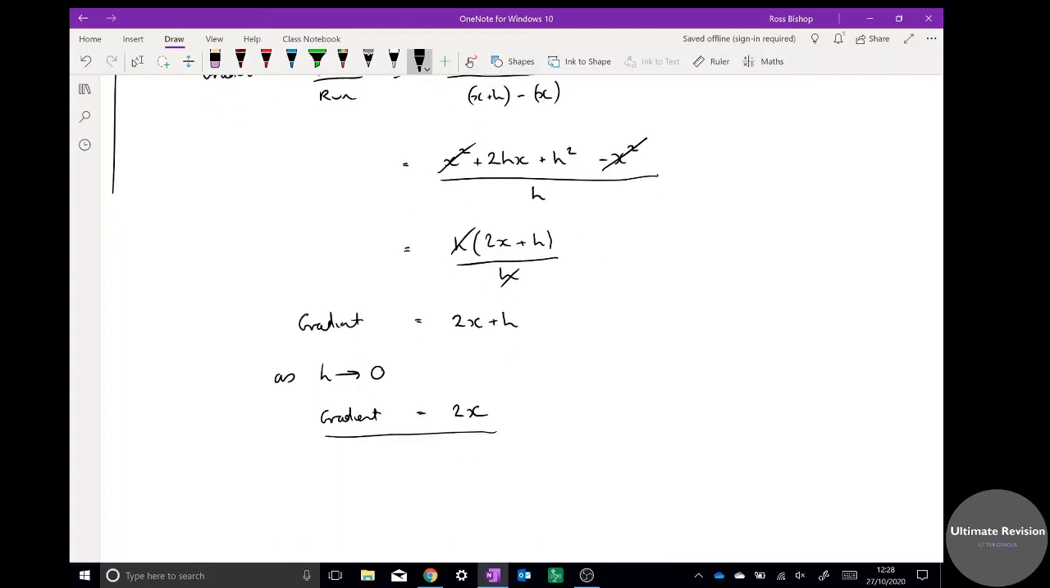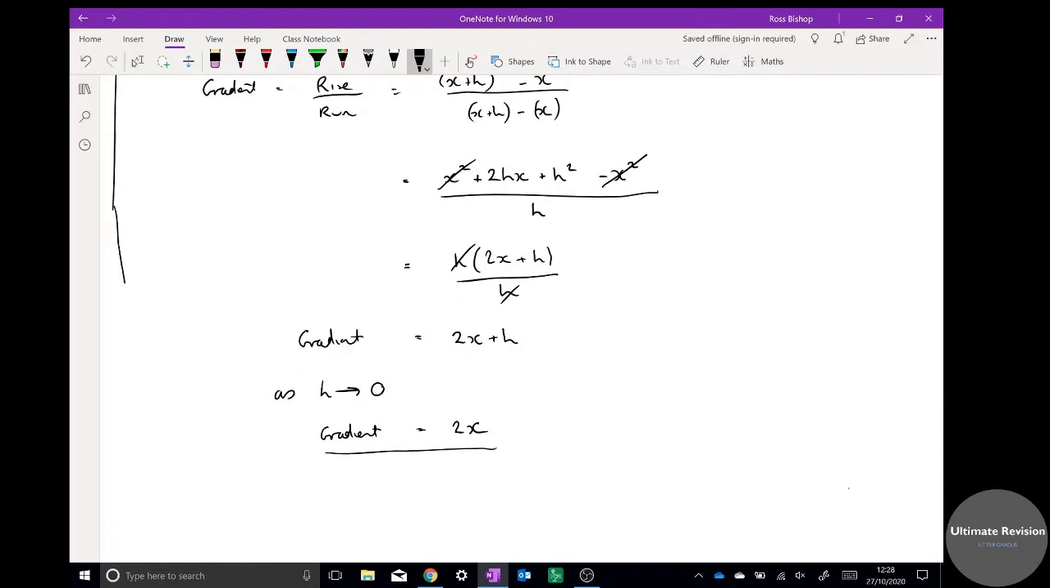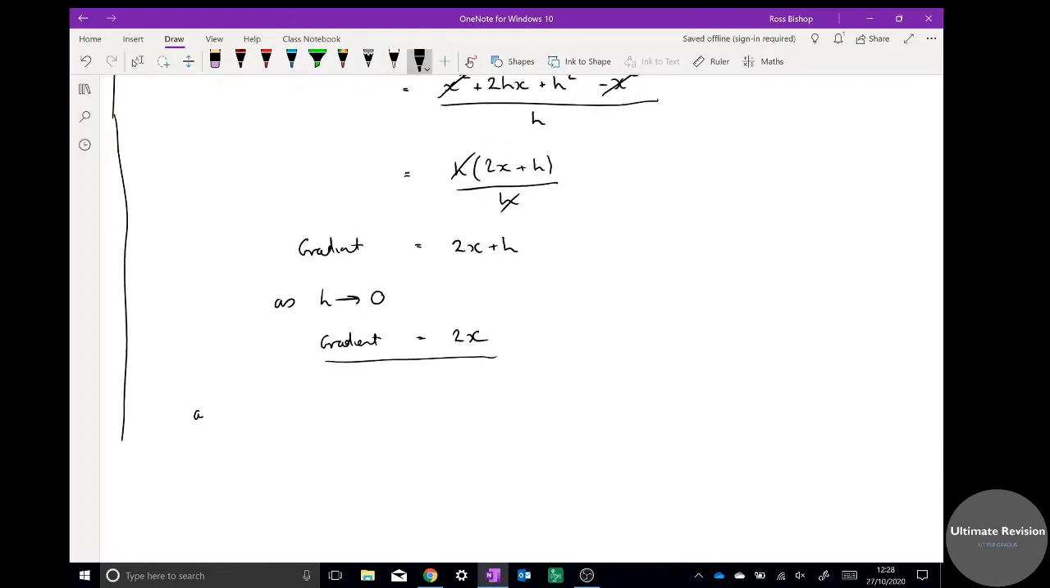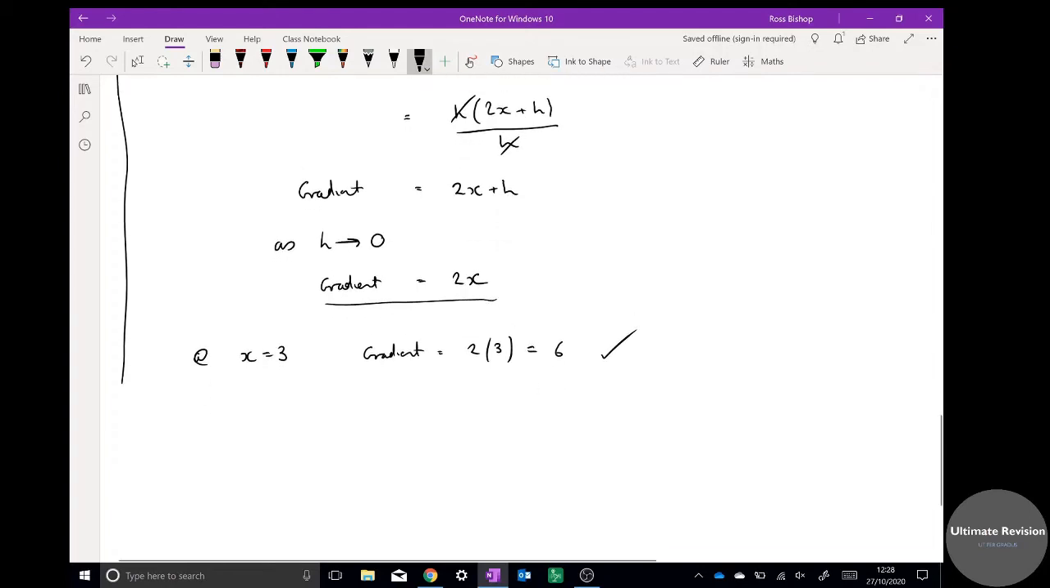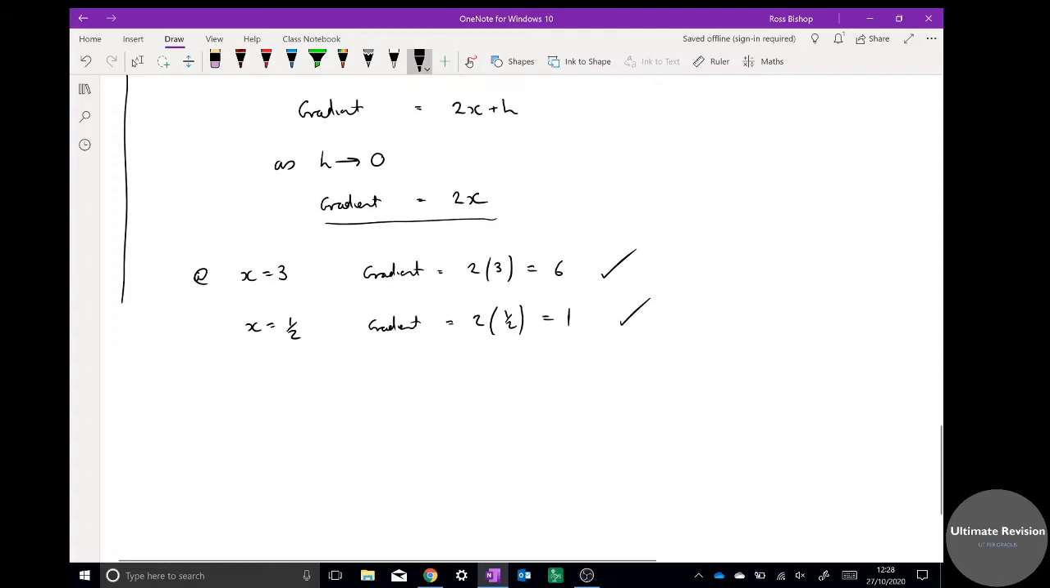Now that is really, really useful because at any point now I could tell you what the gradient is. So at x equals 3, the gradient is equal to 2 times 3, which is 6, which we worked out earlier, but I could also do x equals a half. The gradient would be 2 times a half, which is 1, and so on. I could get the gradient at any point on that curve, which is quite a powerful tool. Okay.